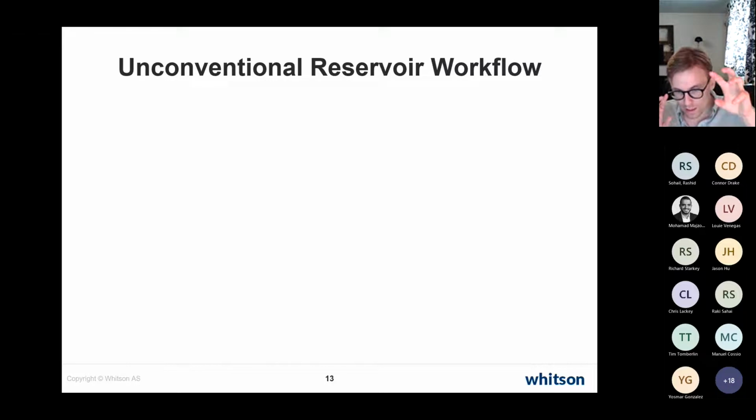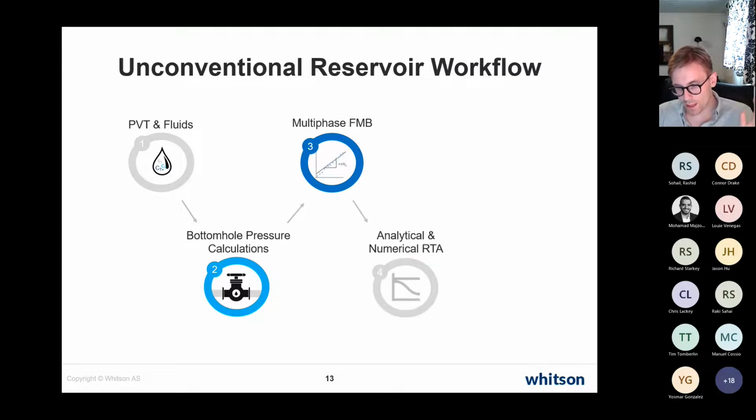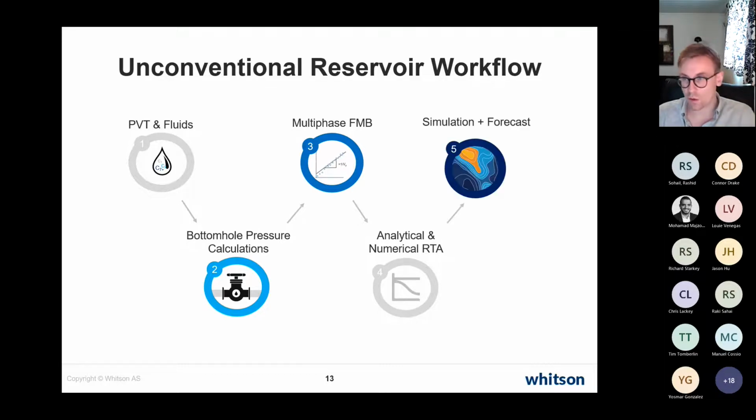The other thing we'll remind ourselves of here is what we see as the unconventional reservoir workflow, where we get PVT data, typically from equation of state models. We'll revisit that in a sec, to run bottom hole pressure calculations. And once you have PVT, bottom hole pressure, and rates, you can do a flow material balance exercise. We'll discuss this slightly in the course today, but not too much. Then you can use that to constrain some of your analytical and numerical RTA workflows, which you can then finally bring into a numerical modeling exercise.